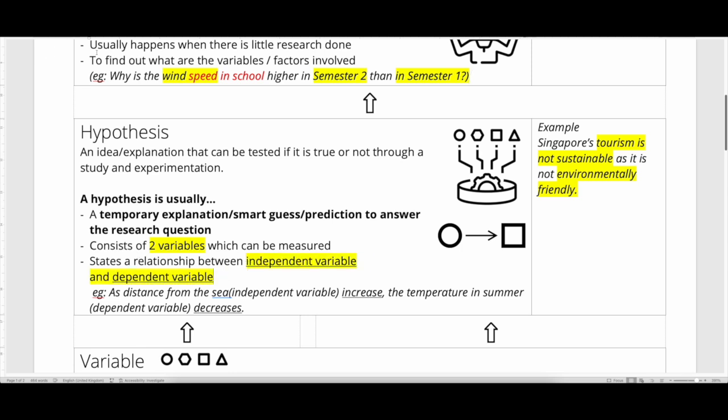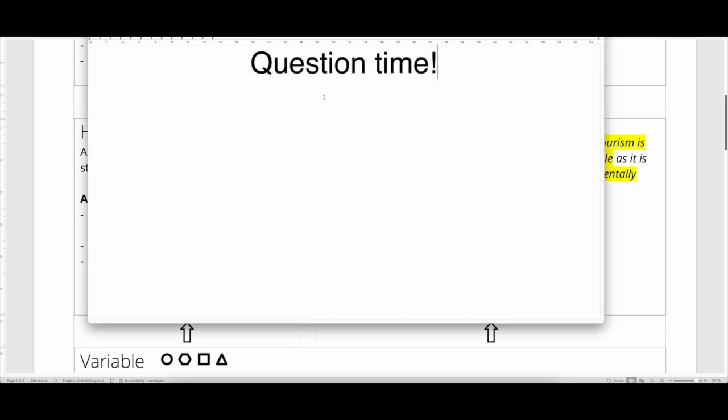Now in your notes you mentioned independent, dependent. I will explain it later. So for example, how come coastal places are colder than places that are inland? So the distance from the sea, coastal or inland, is a variable, and the temperature is another variable. So as a hypothesis, I may link these two together. I may say that when I increase the distance from sea, the summer temperature will decrease. So your turn now. I want you to try a few questions and come up with your own hypothesis.